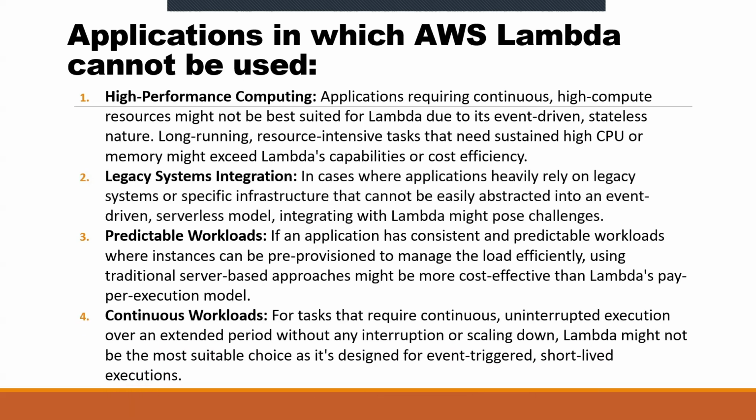Fourth one is continuous workloads. For tasks that require continuous uninterrupted execution over an extended period without any interruption or scaling down, Lambda might not be the most suitable choice as it is designed for event-triggered short-lived execution.